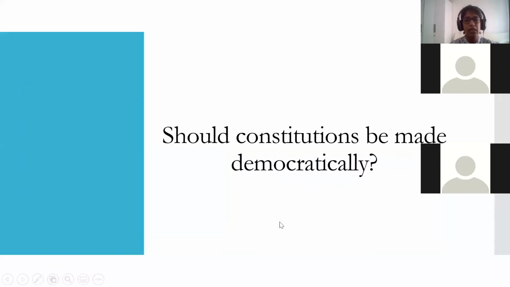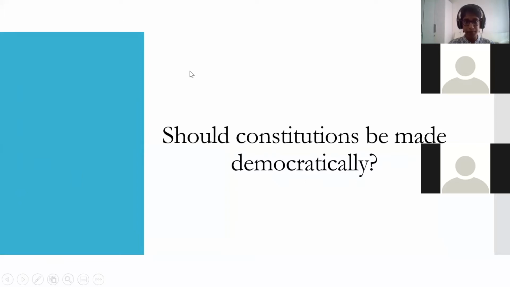So we'll start with the basic question on how you think constitutions should be made. Do you think constitutions should be made democratically? What are your thoughts on this? Anyone who has any thoughts can start. Hello, am I audible? Yes, we can hear you.